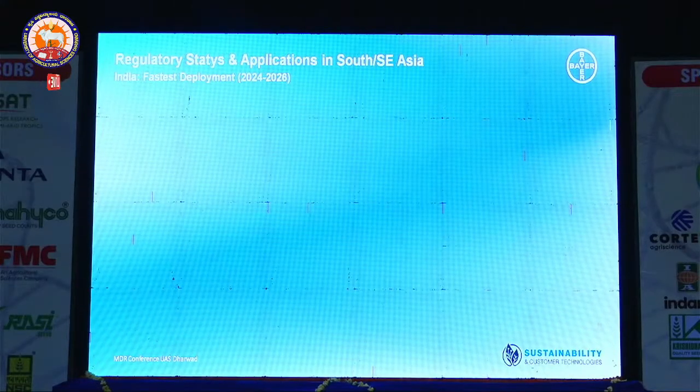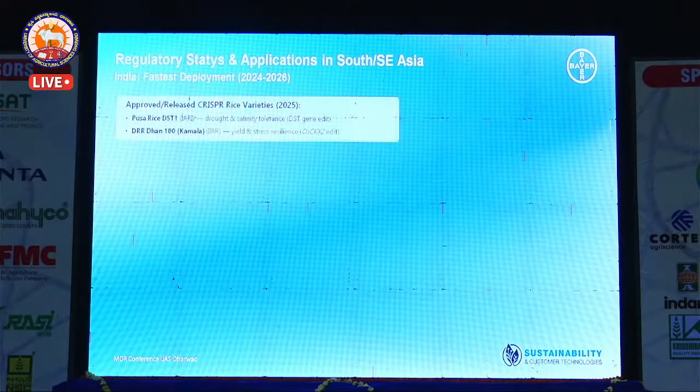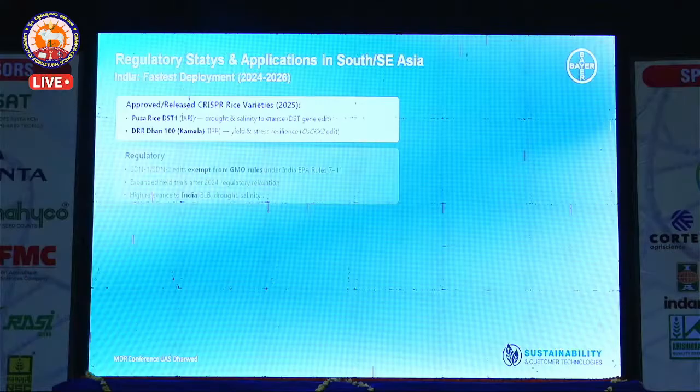What are the regulatory status and the application of genomics in Southeast Asia? I think a lot of advancement happened even before. India is the fastest in deployment. You all know that last year, advancements were released in Pusa rice DST1 and DRR Dhan 100 Kamala. These are the two gene-edited varieties. It is a good approach to look at quantitative approaches to tackle these major and minor genes.